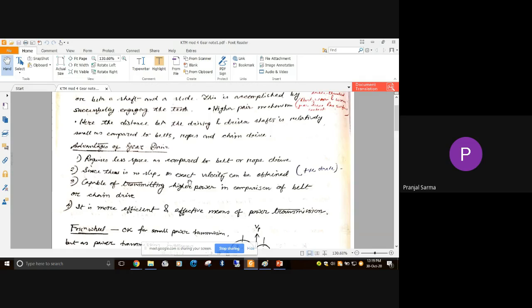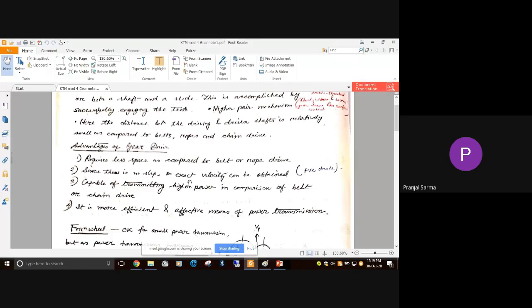Sometimes in interviews or maybe in competitive exams, you might be asked this particular question: what kind of drive is this gear drive, whether positive drive, negative drive, etc. So they are basically positive drive. Why? Because there is no slip between them. No slip between them means, we already know, for a gear drive to work we have to have a minimum of two gears. They should be properly meshed.